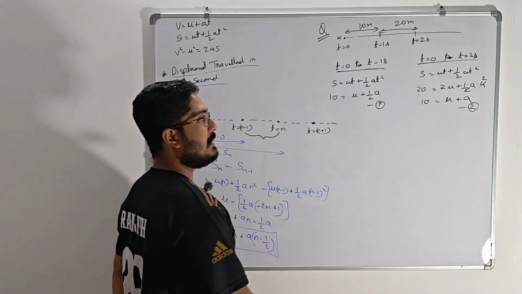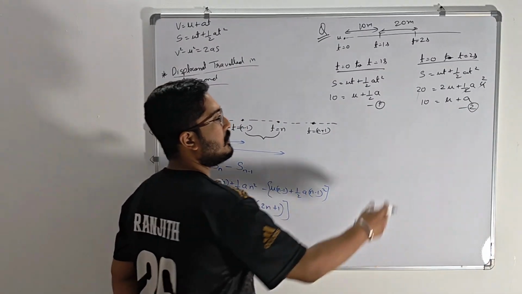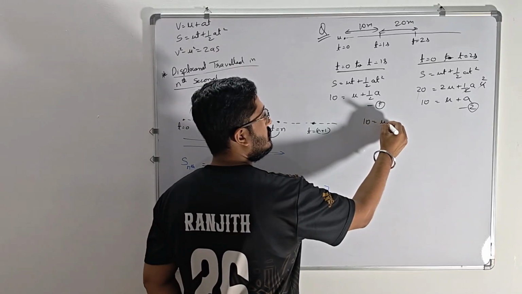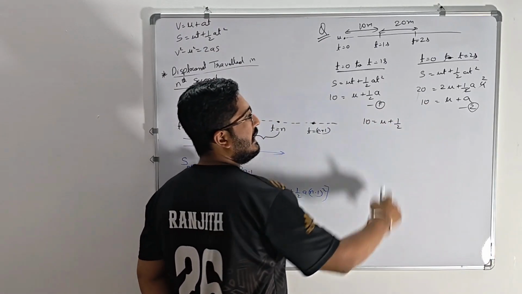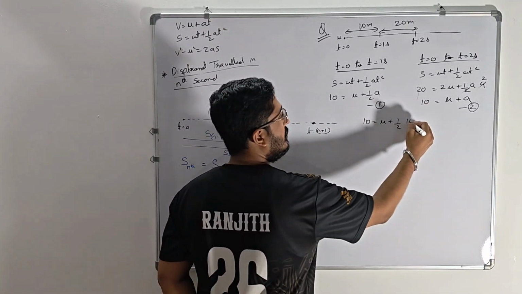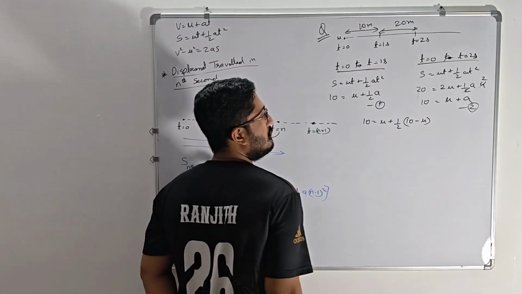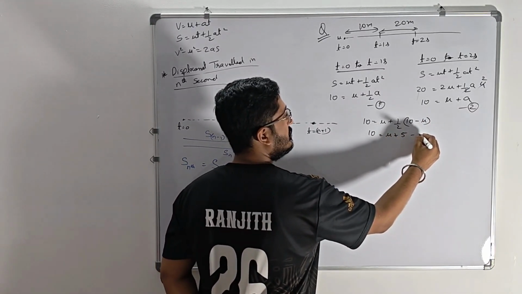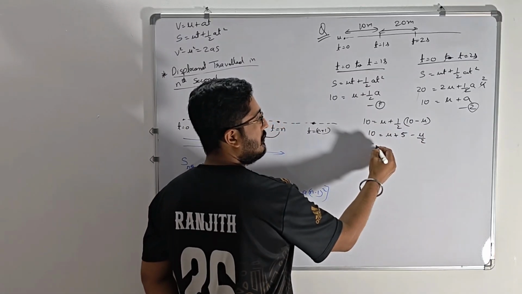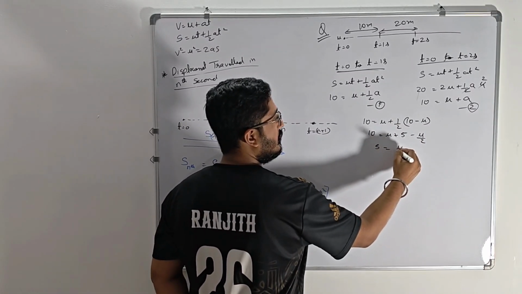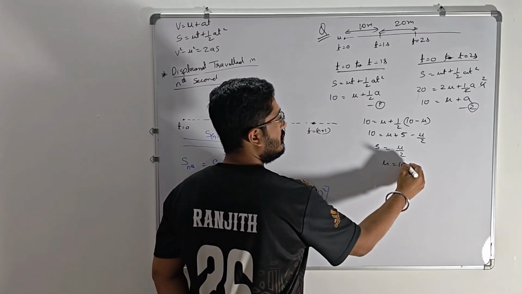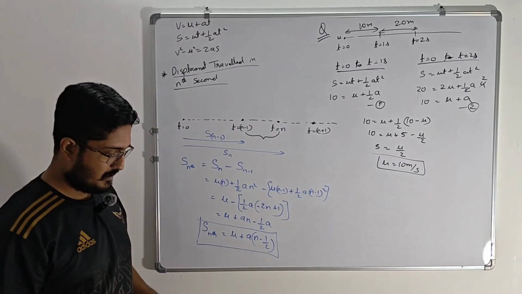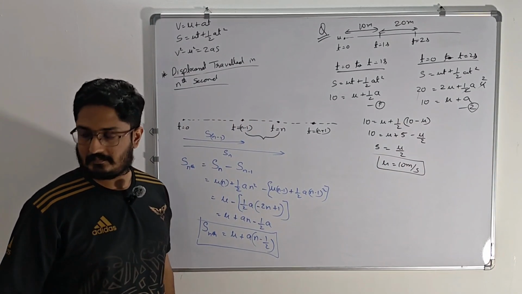Because they are interested in finding the u value, I should substitute the a value in this equation. So what will I get? 10 = u + (1/2) into a, where a will be substituted as 10 minus u. So this would give me 10 = u + (5 - u/2). 5 can come to this side. 5 = u/2. u = 10 meters per second. That becomes our answer. Right? Simple.